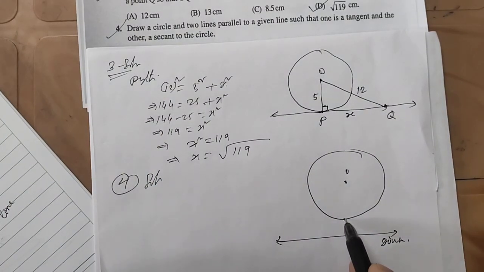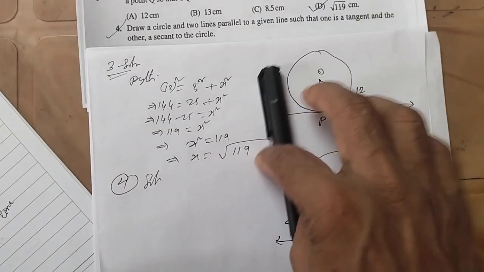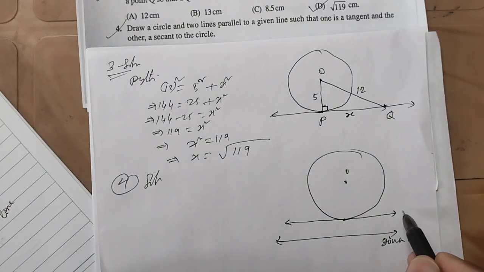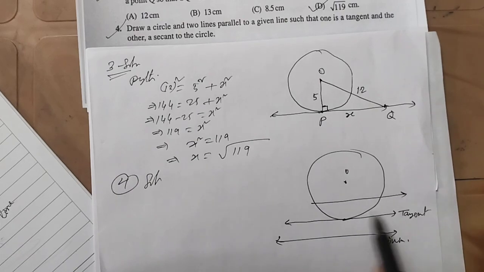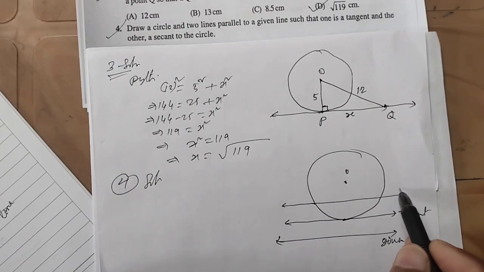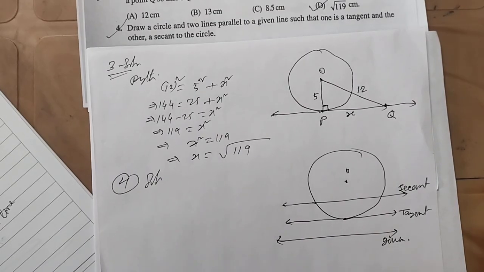One is a tangent. Tangent means touching the circle at one point. So you can just draw like this at any position. I am drawing here, you can draw anywhere. So this is the given line, and a tangent parallel to the given line. Another is a secant. Secant means cutting the circle at 2 points. So this second line is the secant, and this is the complete solution.